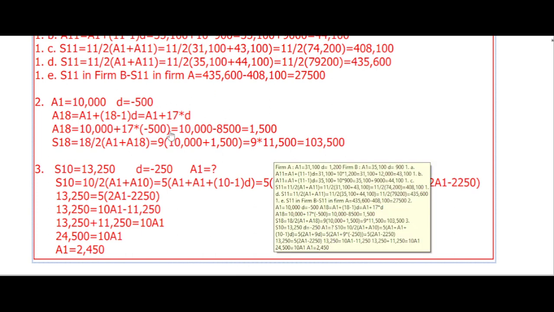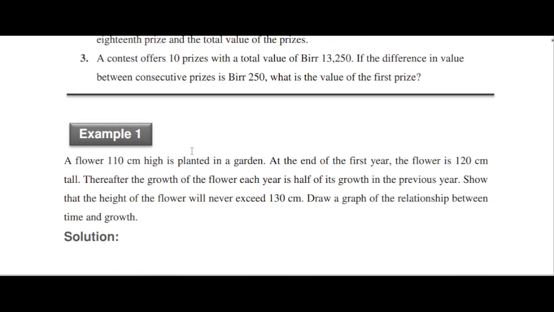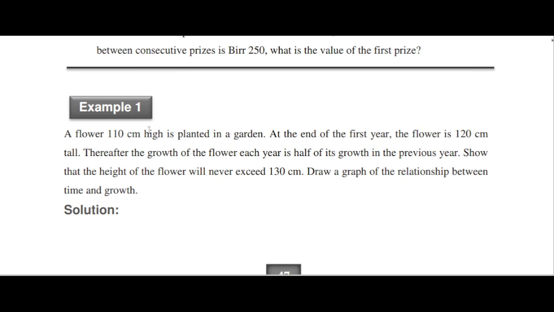Okay, let's go to the next topic. Here is the next topic. Example 1. A flower 110 cm high is planted in a garden. At the end of the first year, the flower is 120 cm tall. Thereafter, the growth of the flower each year is half of its growth in the previous year. Show that the height of the flower will never exceed 130 cm. Draw a graph of the relationship between time and growth.